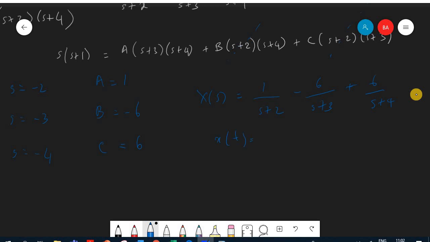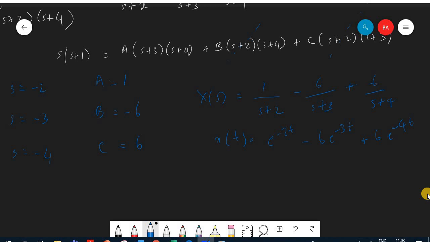x of t will be e to the power minus 2t multiplied by this one here, minus 6 e to the power minus 3t plus 6 e to the power minus 4t. And as you can see here, all exponential terms are negative, because the poles are negative. So if you set s plus 2 equal to 0, s is minus 2, here s is minus 3, s is minus 4.